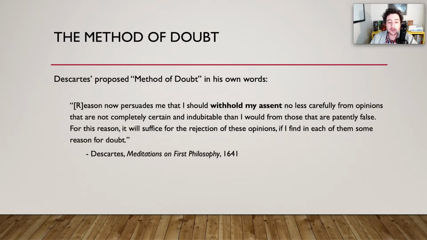"Reason persuades me that I should withhold my assent, no less carefully from opinions that are not completely certain and indubitable, than I would from those that are patently false." So he says, look, I shouldn't believe things that are obviously false, but I also shouldn't believe things that are not completely certain and indubitable. He says, "For this reason, it will suffice for the rejection of these opinions" if I can find in each of them some reason for doubt.